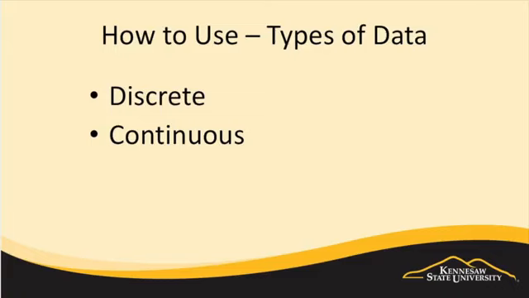For discrete data, we just need to count the number of occurrences for each condition. Continuous data can be converted to discrete data by creating groups the same way we did for a histogram. Then we count the values that fall in each group.